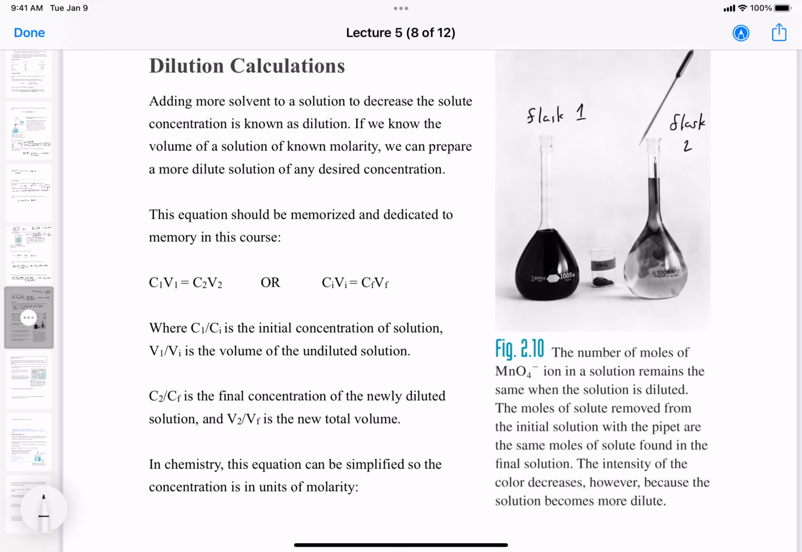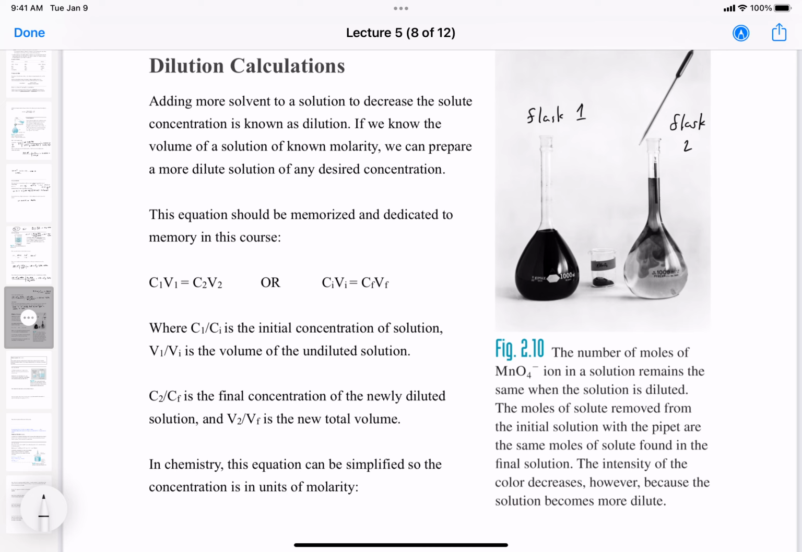So it has to be dilute. When I say any desired concentration, I mean it has to be lower than the concentration you started with. It can't be higher. Okay? So this general equation should be memorized and committed to memory, but I would give you the equation. When you're in lab, you want to make sure you understand this, so you're not lost and you don't do something wrong in the procedure.